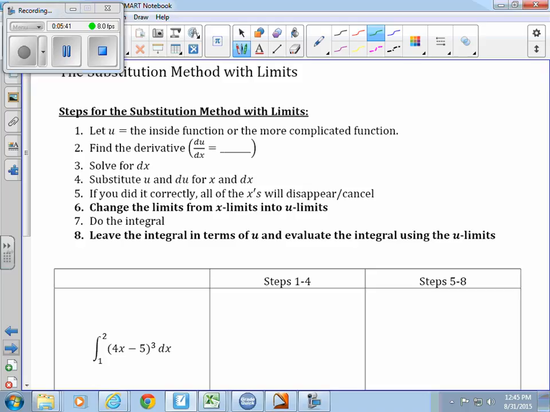So the steps for substitution with limits. It starts out the same. Find u, find du, solve for dx, substitute in u, du, and x and dx. All of that's the same. Step 6 is new. We are going to change a and b, the limits, from x values to u values. I'm going to show you how to do that. And then you do the integral, and you leave it in terms of u, and you anti-differentiate and do f of b minus f of a. On a definite integral, I don't have to switch back to x's, and I'll show you what I mean by that.